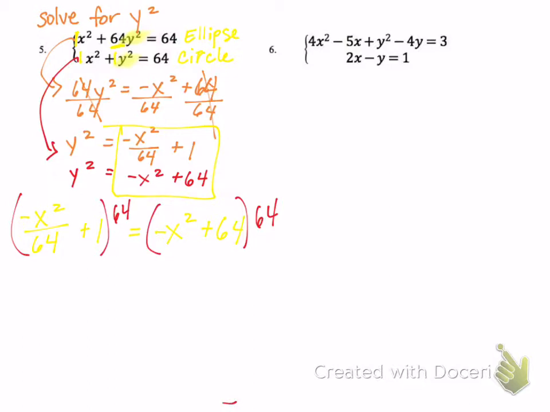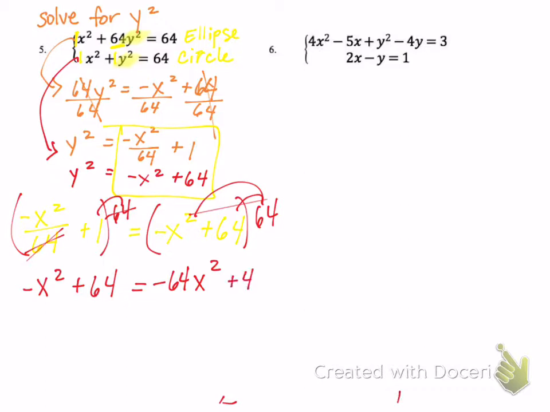So the 64s will cancel here. I'm left with negative x squared. 64 times 1 is 64. And I apply it to the left, so negative 64x squared. And then someone type in 64 squared. 4,096.